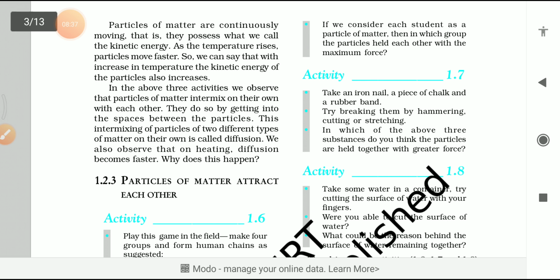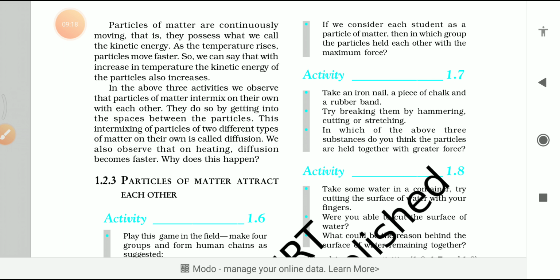In 1.7, they want to explain here: take an iron nail, a piece of chalk and a rubber band. Try breaking them by hammering, cutting or stretching. In which of the above three substances do you think the particles are held together with a greater force? Yes, students, here you have three things. The first one is an iron nail, the second one is a piece of chalk, and the third one is a rubber band. With the help of this activity they can again explain about the force of attraction.